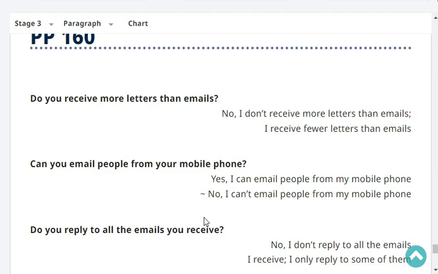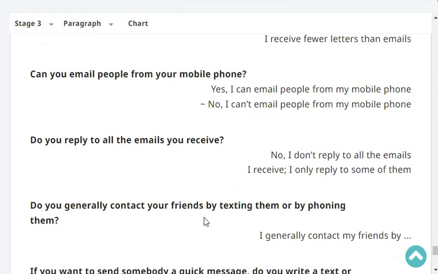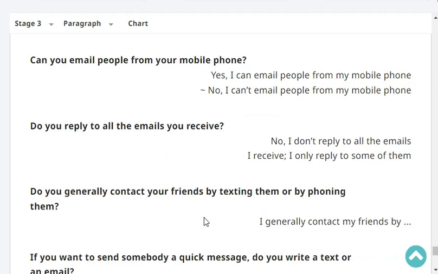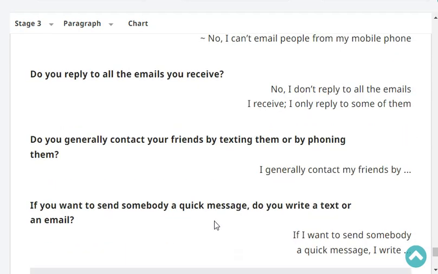Can you email people from your mobile phone? Yes or no? Yes, I can email people from my mobile phone. Yes, I can send emails to people. One more. No more people. Okay, next.